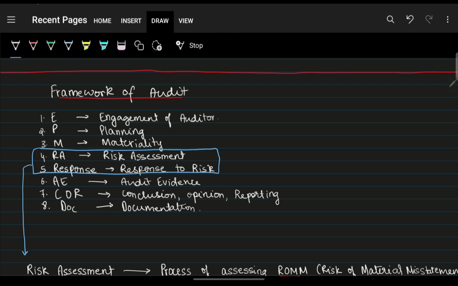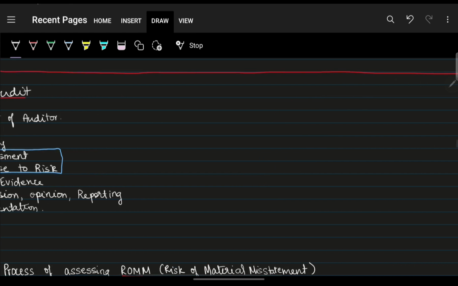Okay, so again let's just say that again: engagement, planning, materiality, risk assessment, response to the risk, audit evidence, and then coming to a conclusion, forming an opinion and reporting. Okay, and then lastly documentation. Okay, very simple, right? In that we had discussed in detail about this risk assessment and the response to that risk. Okay, so what did we learn?